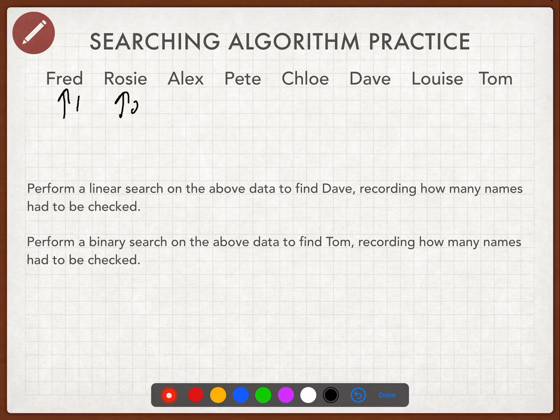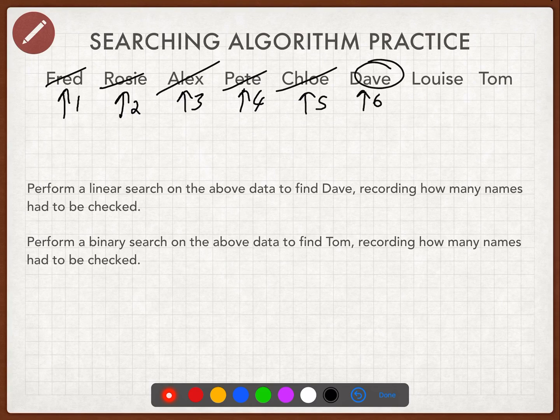Rosie is the second, because neither of these are equal to Dave, are they? So those aren't it. So we don't want Fred, we don't want Rosie, and we don't want Alex because that's not equal either, or Pete, or Chloe. But there we have it. We found Dave, and therefore we don't even look at these items. Therefore, the amount of names we looked at is 6.